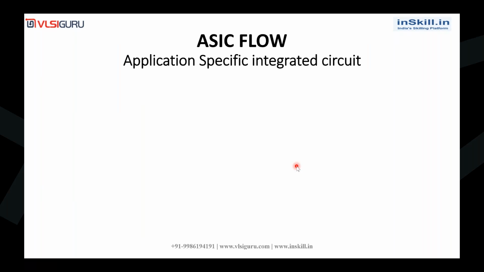Next, we'll try to understand the ASIC flow. The full form of ASIC is Application Specific Integrated Circuit, which means the IC which we are designing will be specific to a particular application. For example, a modem chip cannot be used as a chip which is responsible for deployment of the airbag in your automobile. The IC which we are designing will be specific to a particular application.